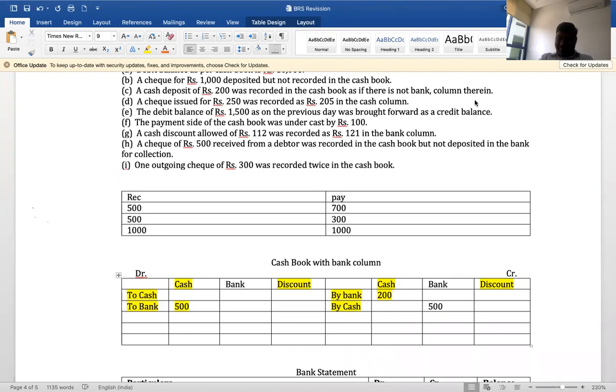Sir, then you are saying that the 250 is recorded. That's it. 250 is not recorded. He should have recorded 250, but he recorded 205. So the difference is 45 rupees.